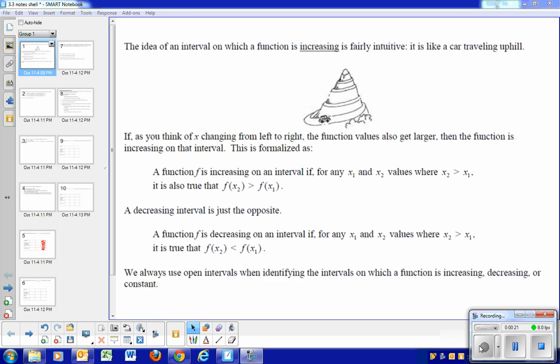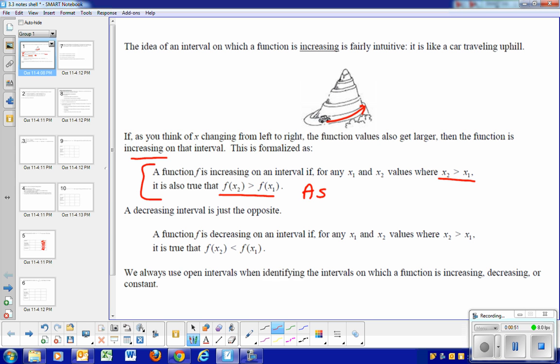The idea of an interval on which a function is increasing is pretty intuitive. Increasing is just like a car going uphill, like this little car going around the mountain here. If you think of x as something that changes from left to right, as the x's get larger, if the y values get larger at the same time, that means that the function is increasing. So that's what I stated here in mathematical terms. A function is increasing if, as x gets bigger, y gets bigger.